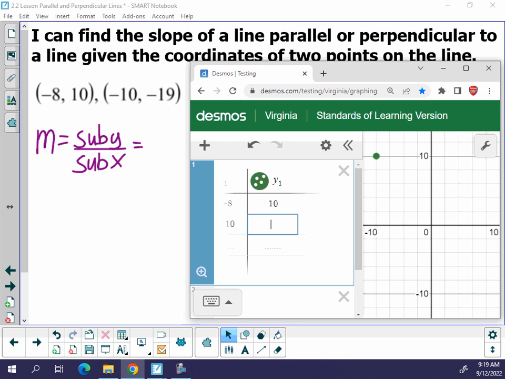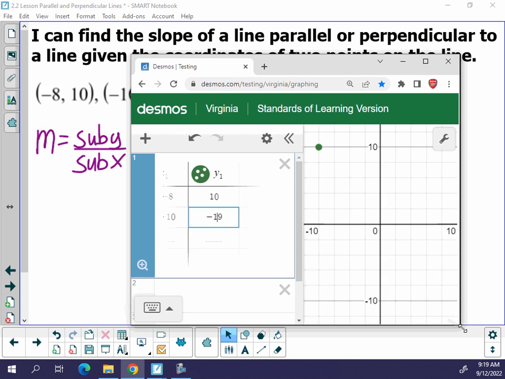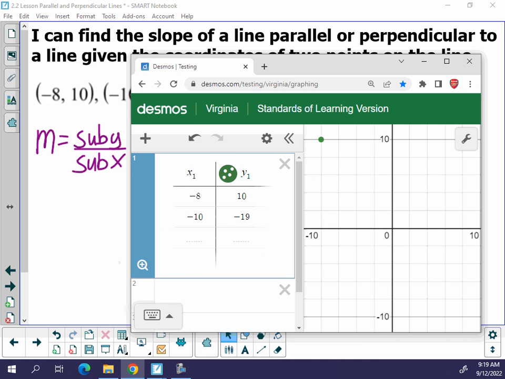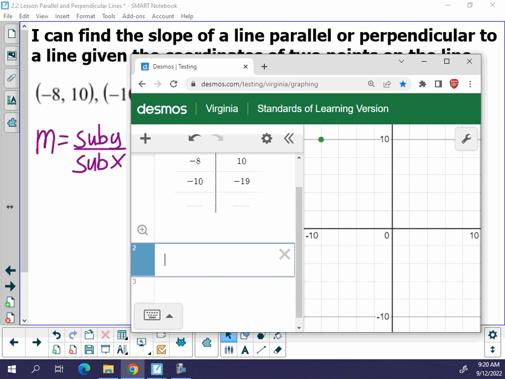And just make sure they go in the right spot. You can see that it's easy to make a little mistake. And so I have my coordinates in there, and we're subtracting the y's, and then we're subtracting the x's. So let's subtract the y's first. 10 minus negative 19.